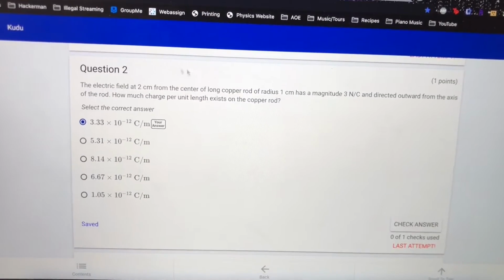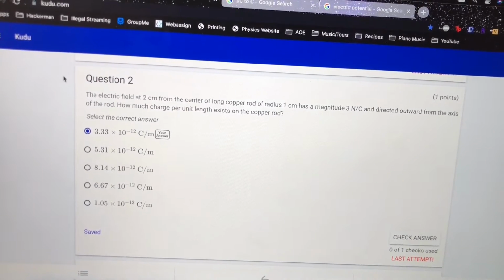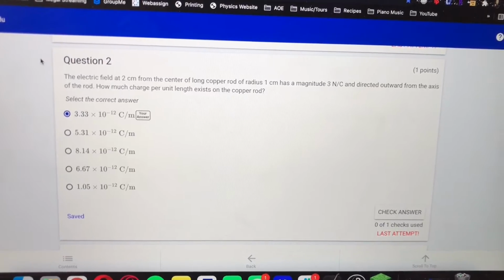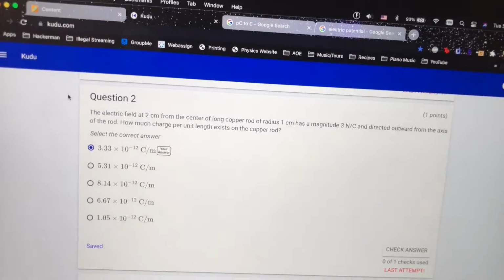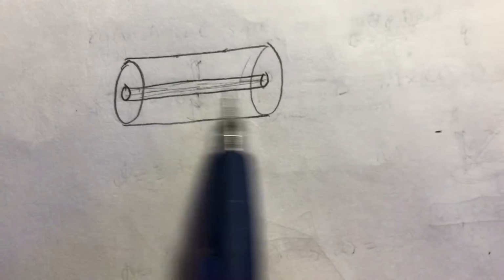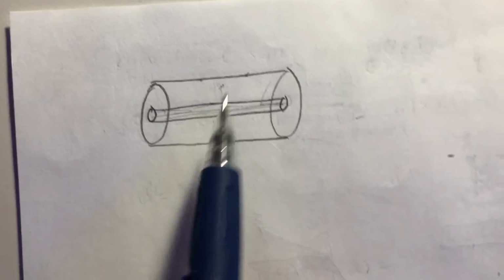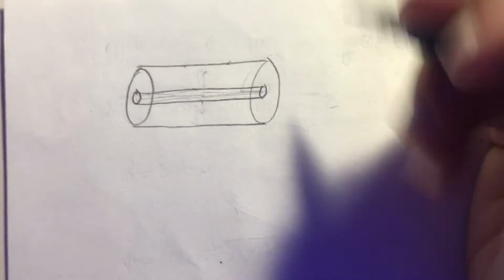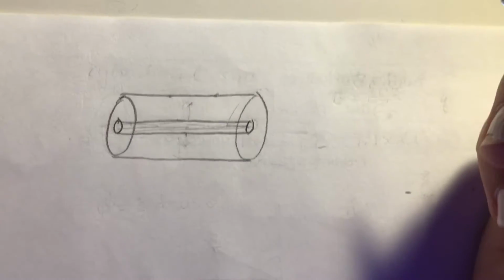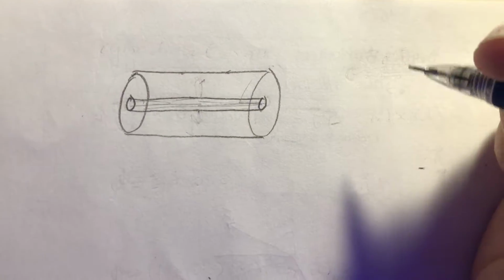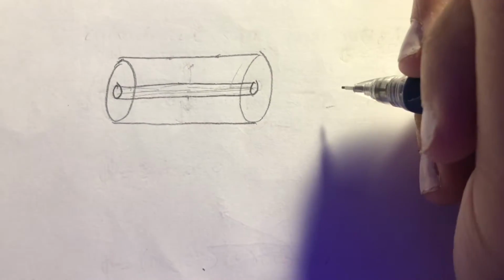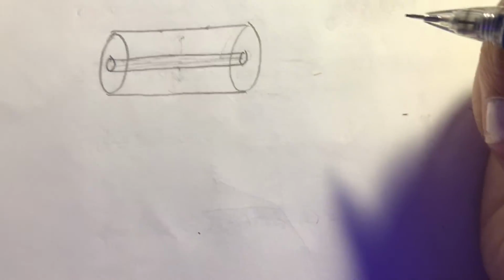Alright, y'all, I'm going to be looking at question 2 from Recitation 8, and that's finding the charge per unit length of a copper rod. Here I drew the copper rod in the middle, and then I put this cylindrical Gaussian surface around it, just because it's going to have that cylindrical symmetry, and that's where we can be relating in our lambda, our charge per unit length.